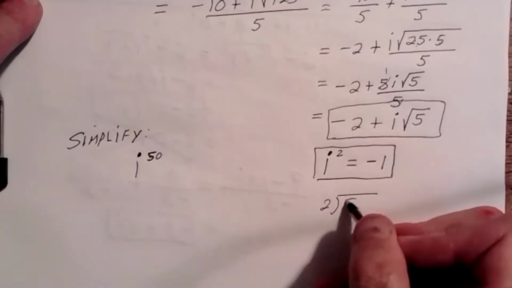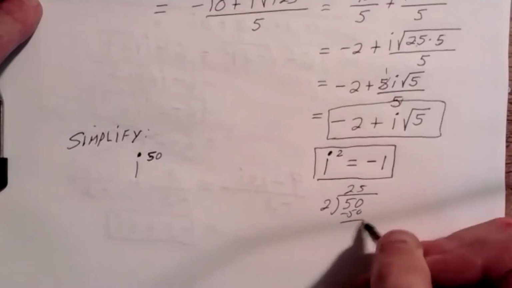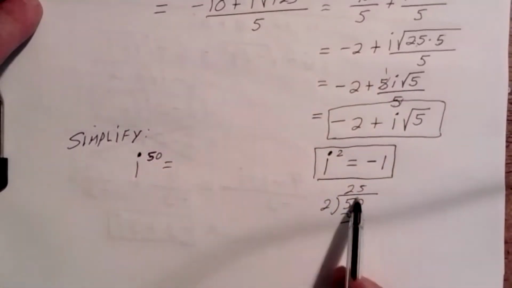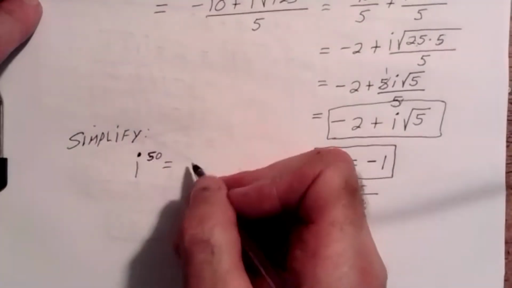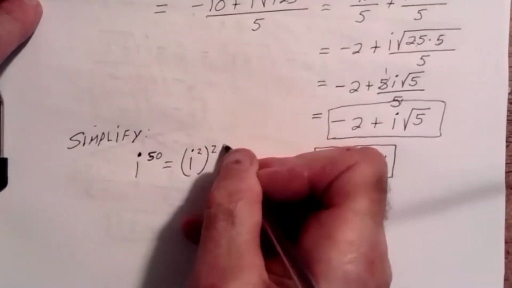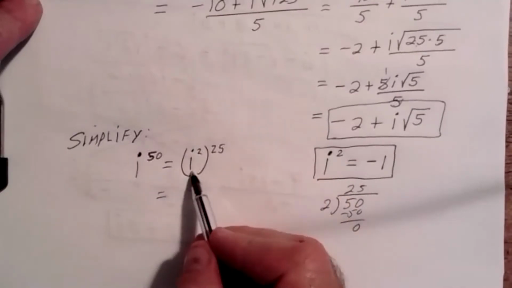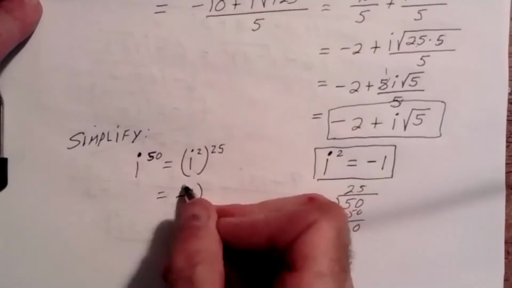2 goes into 50, what, 25 times? Nothing left over. So, ladies and gentlemen, in i to the 50th power, there's really 25 perfect squares of i, meaning I can rewrite i to the 50th power as i squared to the 25th power? You all buy that? Yeah. But what's i squared? -1. So this is really -1 to the 25th power.